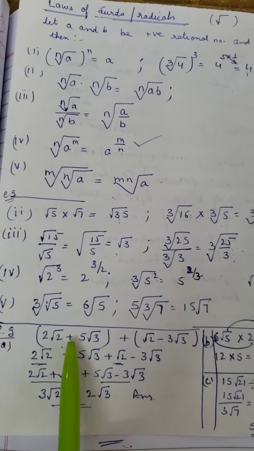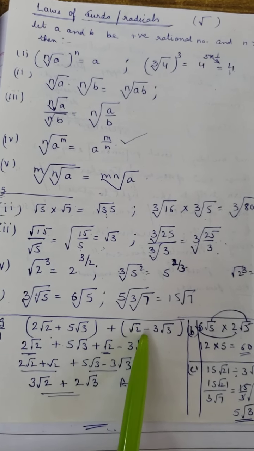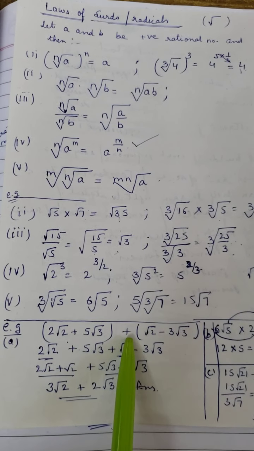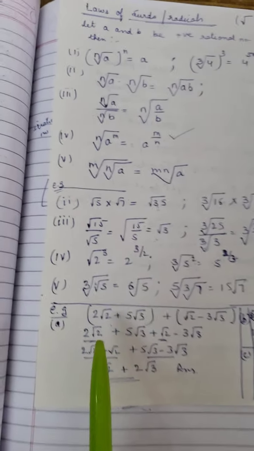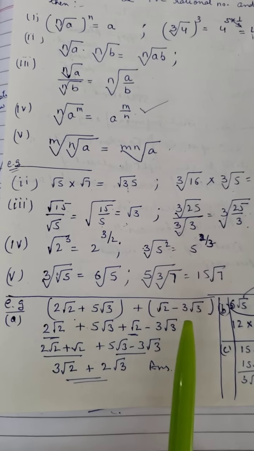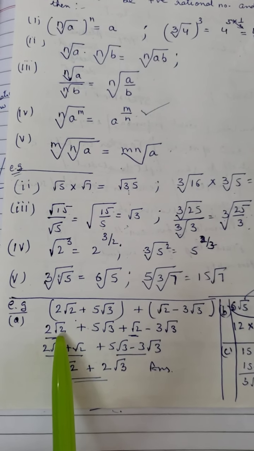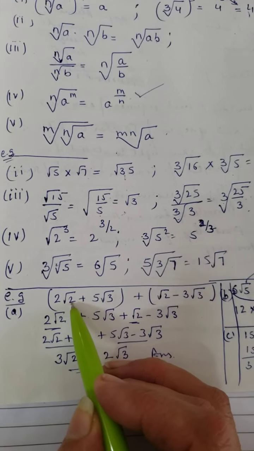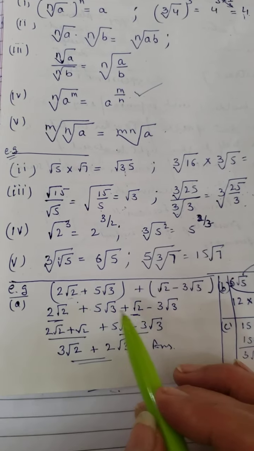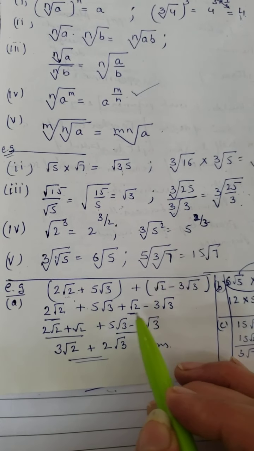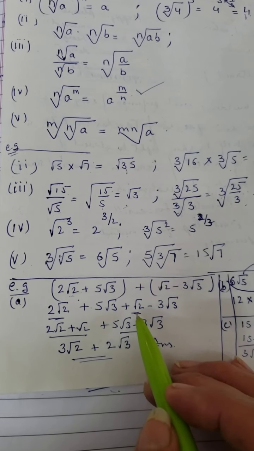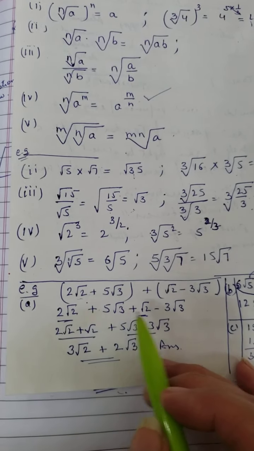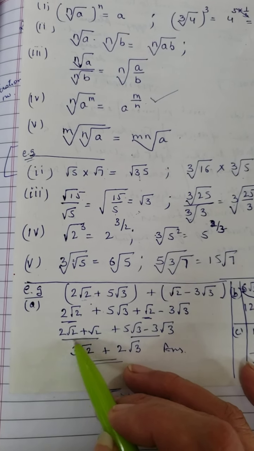See now, (2 root 2 plus 5 root 3) plus (root 2 minus root 3), this is the question written, right? As there is a positive sign, you just have to add or subtract them. The first step is to open the bracket. Wherever our irrational factor is the same, like 2 root 2 and root 2, these are like terms. We can add or subtract them, so we are going to write them here.